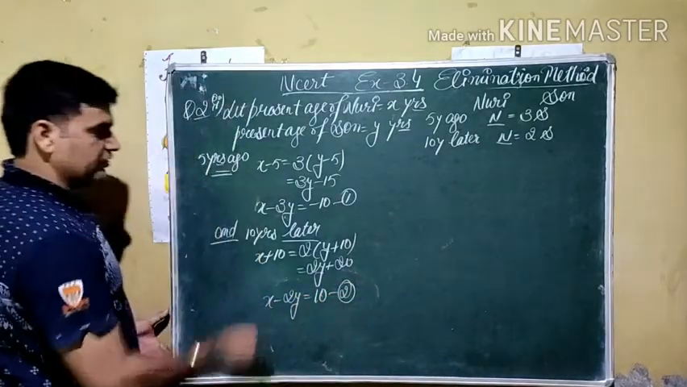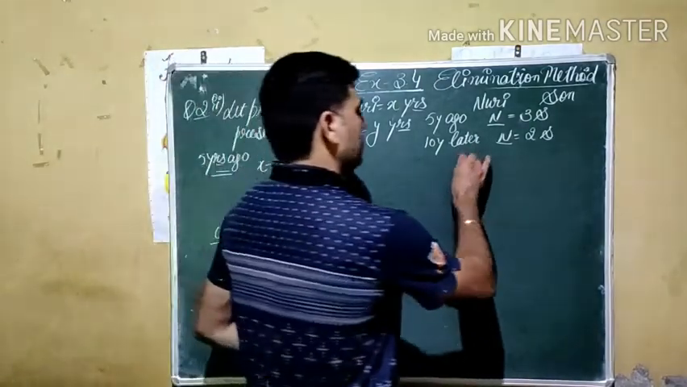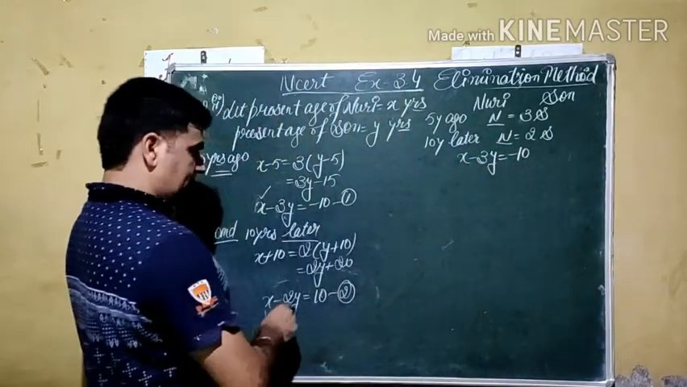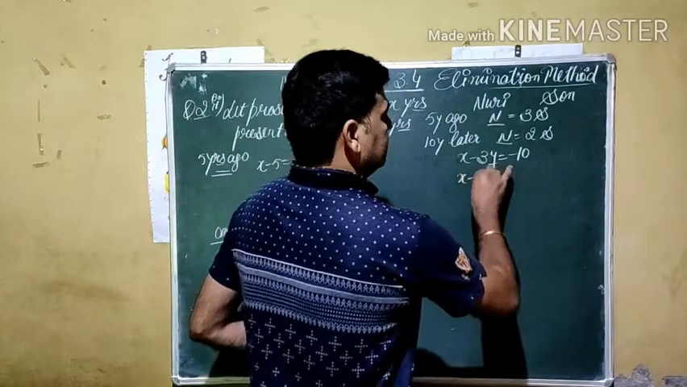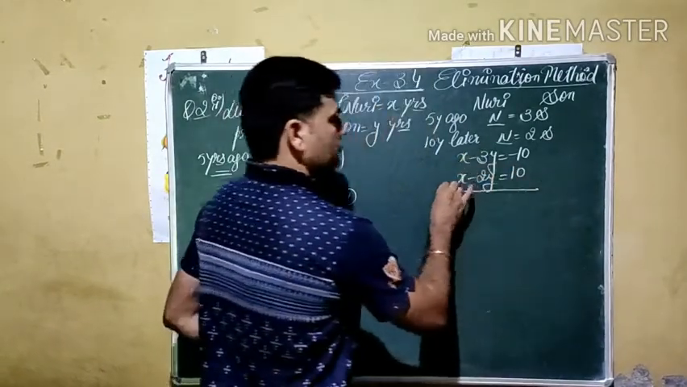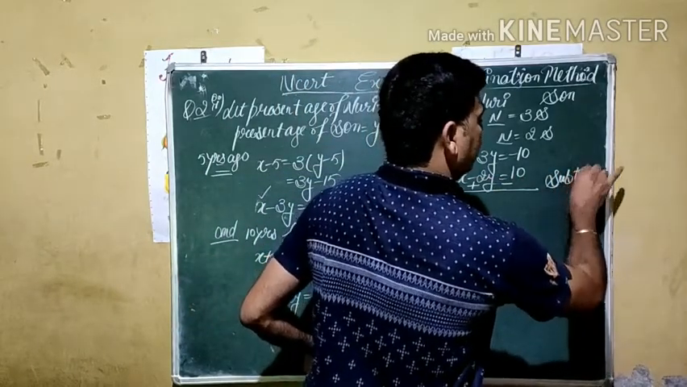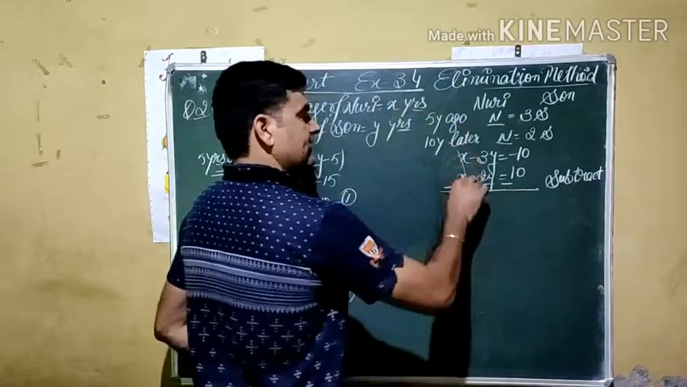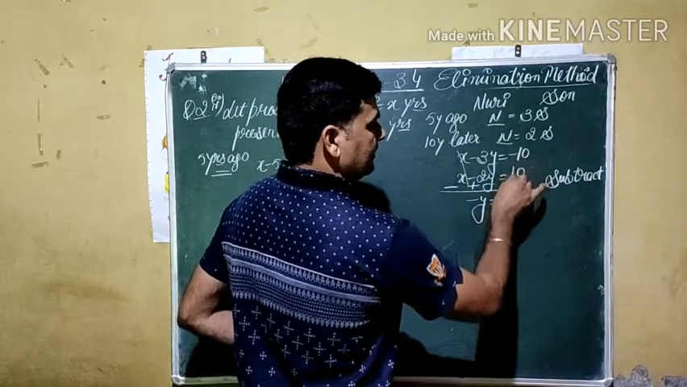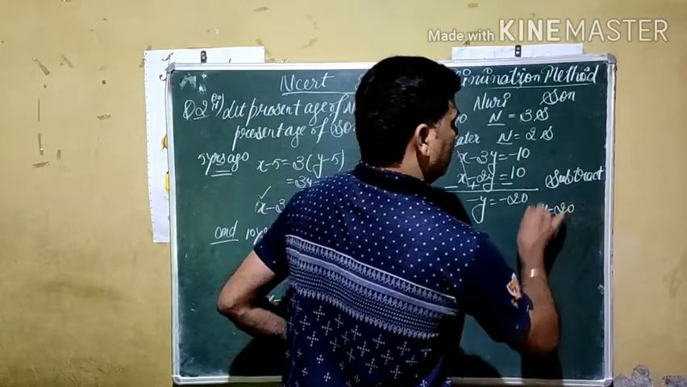If we see these two equations, the x coefficients are the same. We write here x minus 3y is equal to minus 10, the first equation, and x minus 2y is equal to 10, the second equation. Here the signs are the same, so to change the sign we subtract them. Mention here subtracting. x cancels out. Minus 3y plus 2y becomes minus y. The right side becomes minus 10 minus 20. The minus cancels out, so the value of y becomes 20 here.